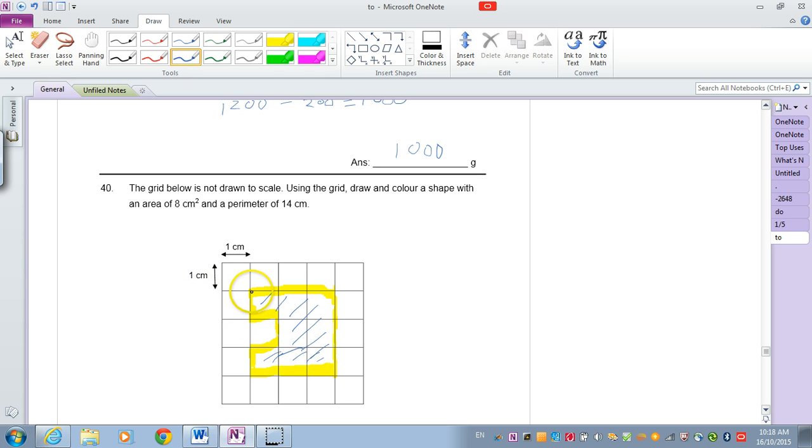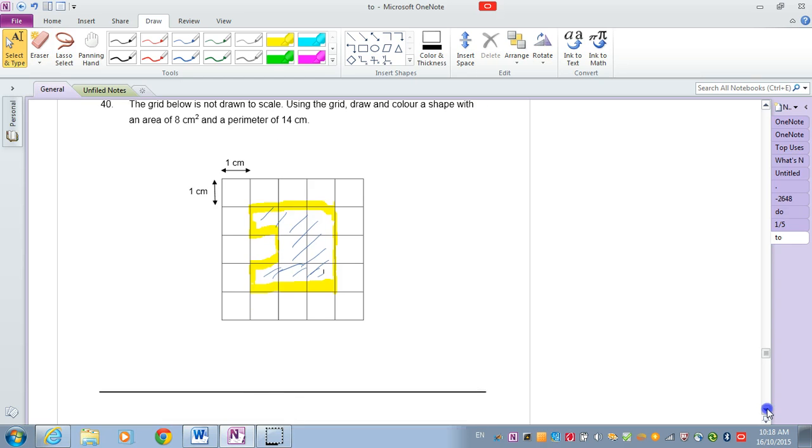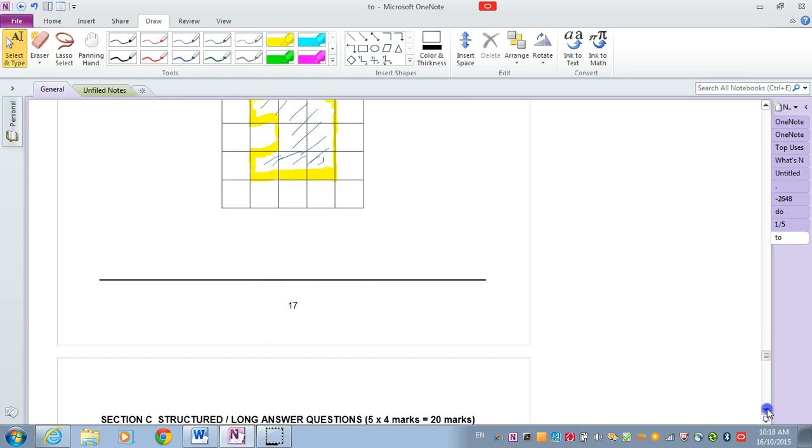What about the perimeter? 1 cm, 2 cm, 3 cm, 4 cm, 5 cm, 6 cm, 7 cm, 8 cm, 9 cm, 10 cm, 11 cm, 12 cm, 13 cm, 14 cm. If you have a different answer, please show it to your teacher and your teacher will check your answer. Alright? Now let's move on to question number 41, section C.